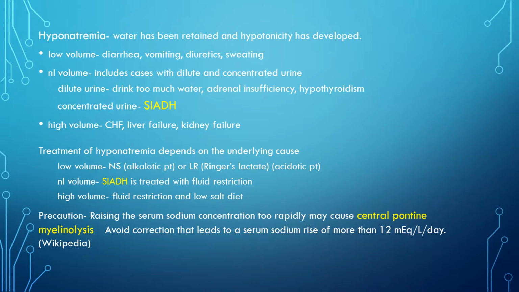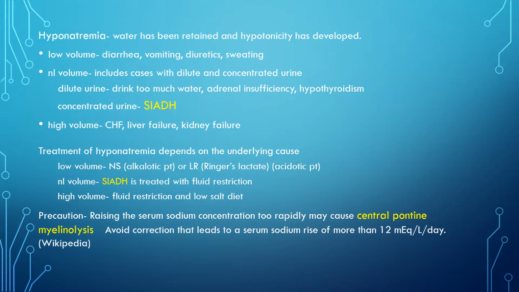If the urine is dilute, the cause of hyponatremia can be drinking too much water, adrenal insufficiency, or hypothyroidism. If the urine is concentrated, once again, a relatively common cause of hyponatremia is SIADH. High volume hyponatremia is associated with CHF, liver failure, and kidney failure. Treatment of hyponatremia depends on the underlying cause.